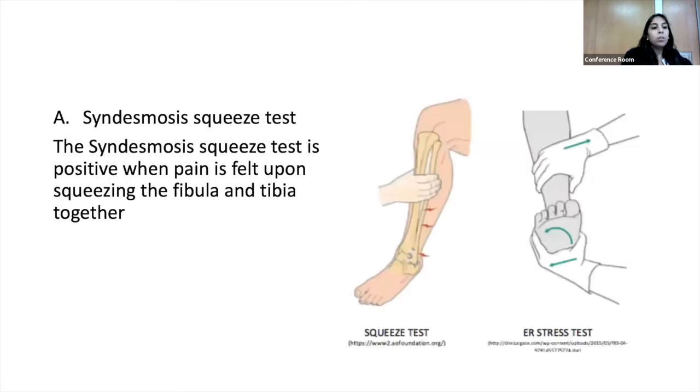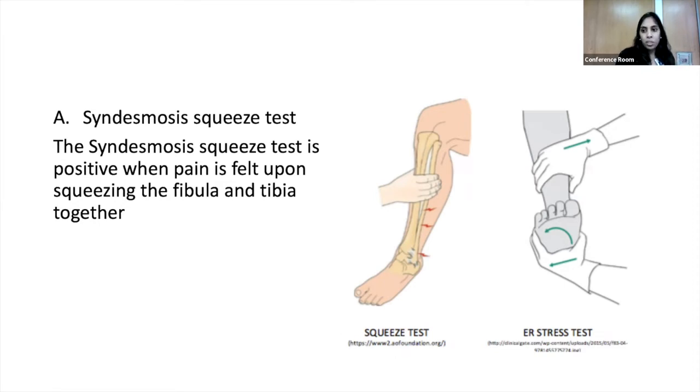Right. So what I was getting at here is, I know we talked about in our discussion the syndesmosis squeeze test. This is a test that's positive when pain is felt upon squeezing the fibula and tibia together, because we're really looking at the syndesmosis between those two bones.